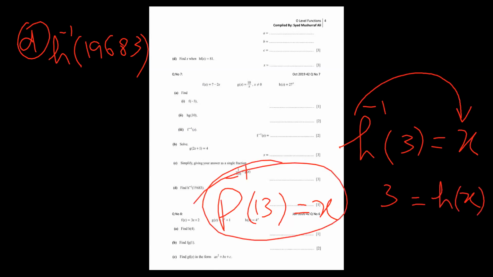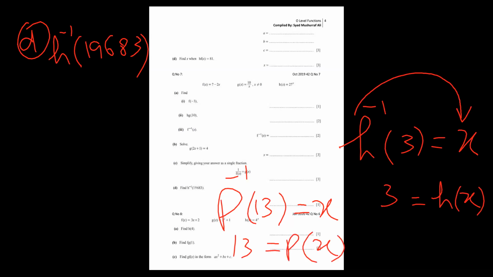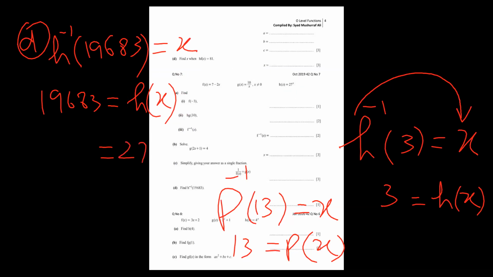Similarly here, how to handle this? 13 copy, x copy, this p inverse goes away and turns to be p. So the same process I'm going to apply here. I'm taking it as x. Now when I bring h inverse to this side, 19683 copy, x copy, but this inverse becomes only the function. Do you know what h of x is? Yes, we know: 27 to the power x. I'm copying it here. That's it.